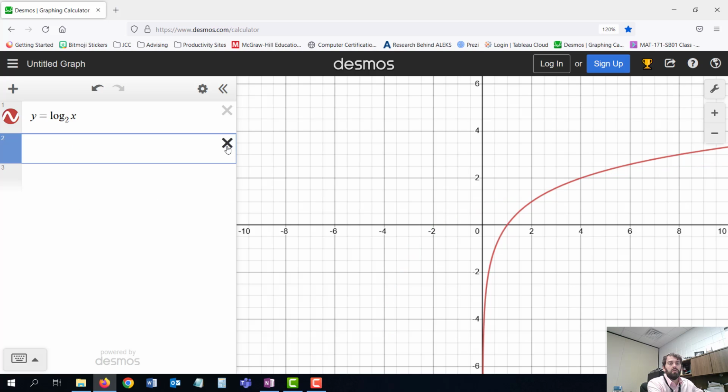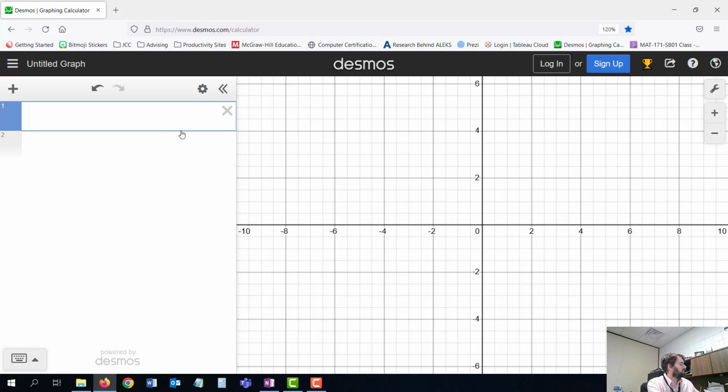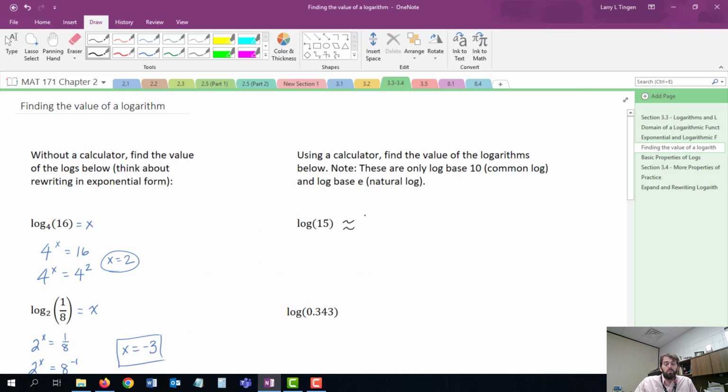So log of 15. All right, 1.176. What does that mean? I want you to think about what that actually means. This means that 10 raised to what power is 15?